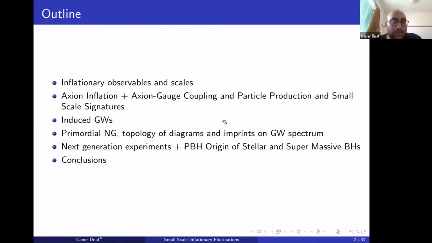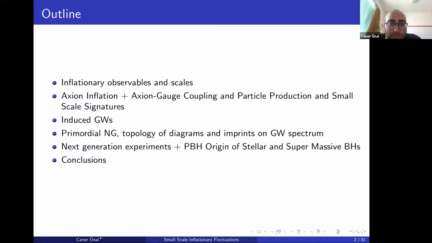I'll start, for everyone from different backgrounds, with a little bit about inflation and scales of inflation. Then I will talk about one interesting mechanism, actually one of the most promising ones, for how to produce some particles during inflation. It could also produce them during the evolution of our universe as well. It doesn't have to be during inflation.